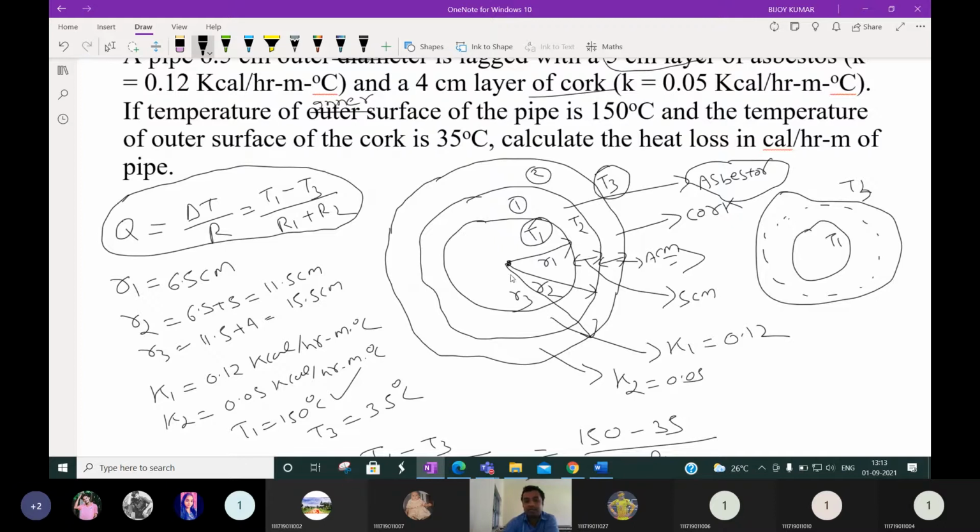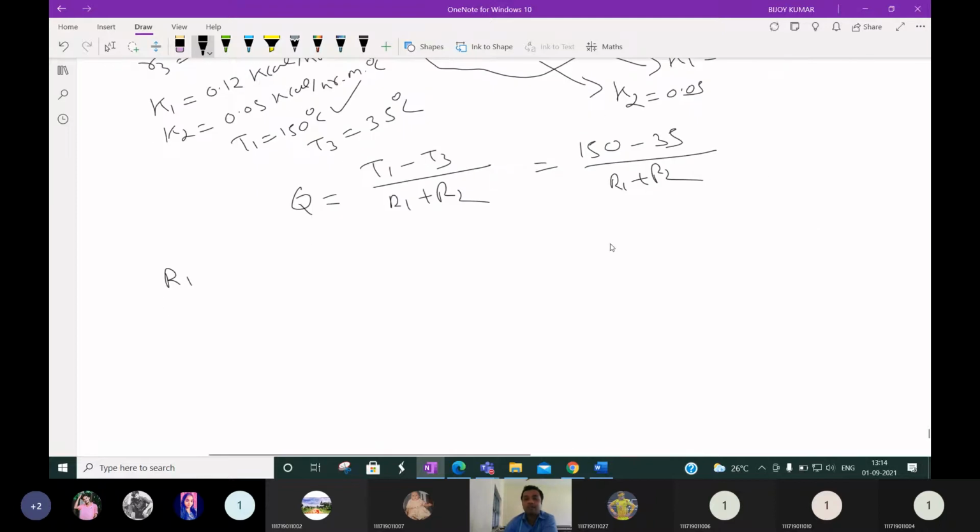How will the heat transfer? Inside it is 150 degrees centigrade, outside it is 35 degrees centigrade. So the heat will transfer from inside to outside. The first layer will be the asbestos layer, and its resistance is R1. In the cork layer, the resistance to heat flow is R2.